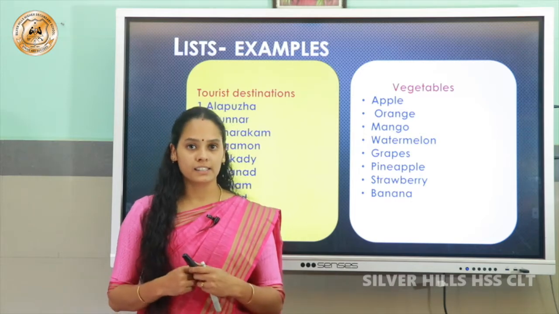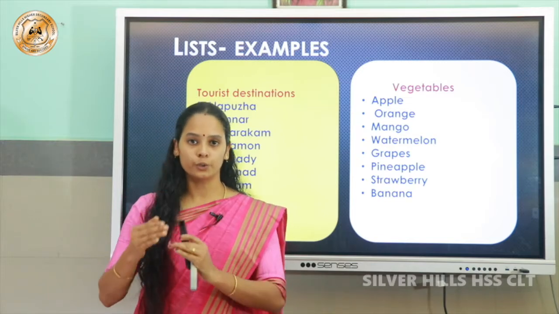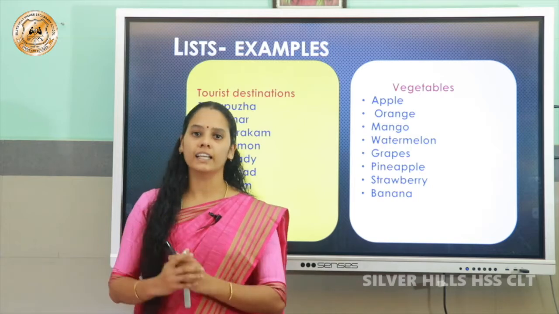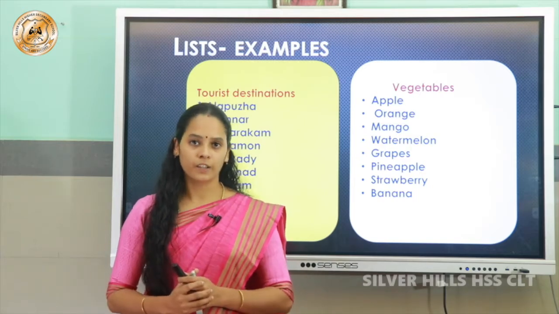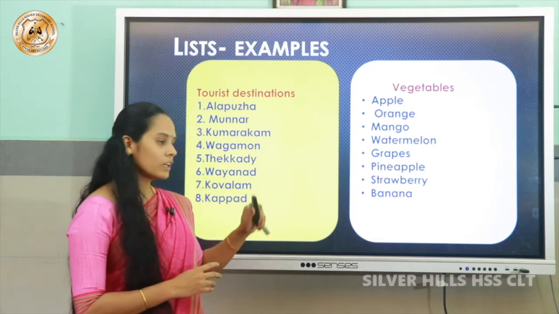What do we mean by list? We can write our contents as points. We can give numbering as 1, 2, 3, A, B, C, or we can put bullet points and then write the points or the sentence with that. So those are called what? List. And here look at the picture.